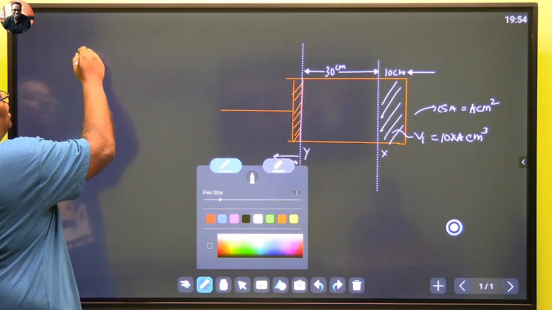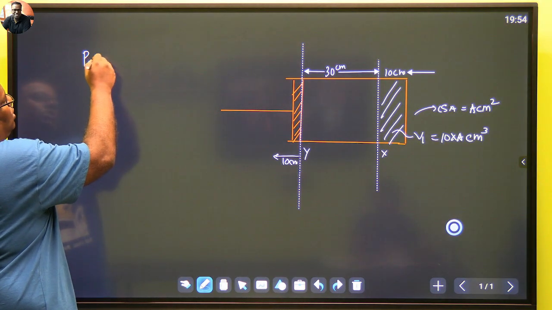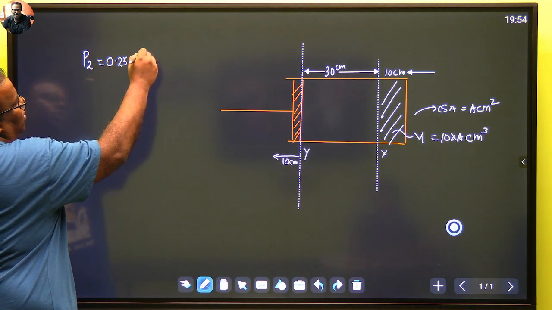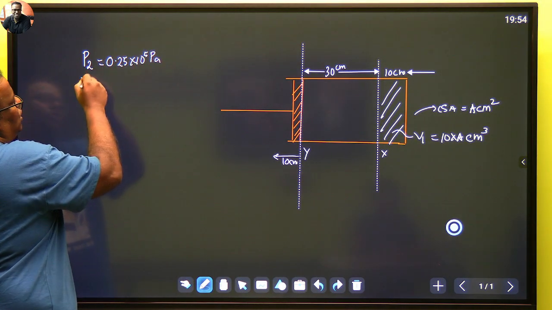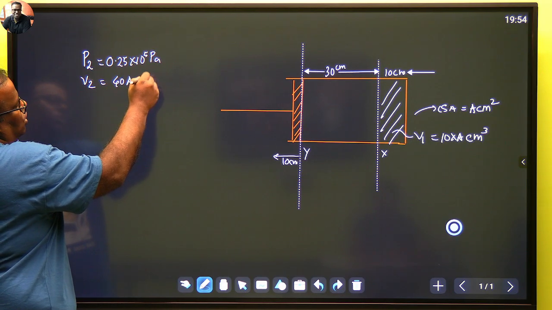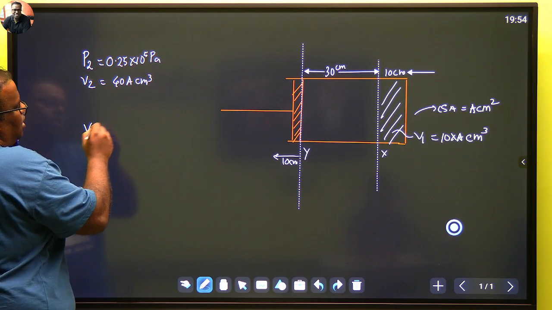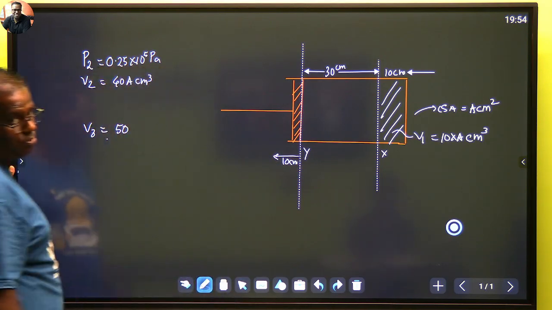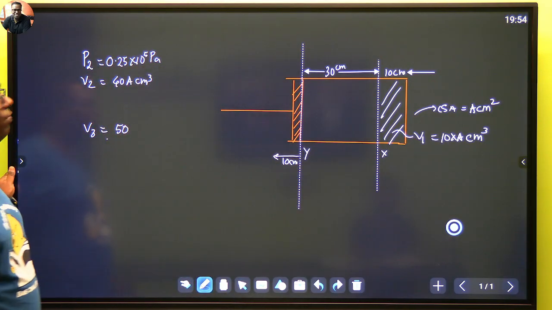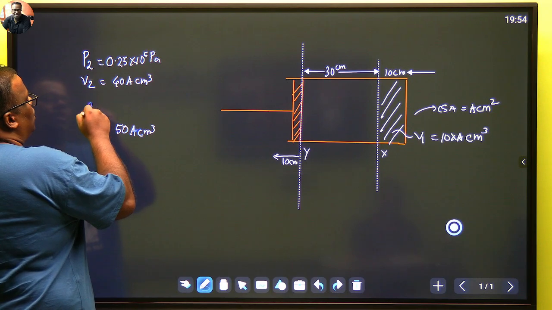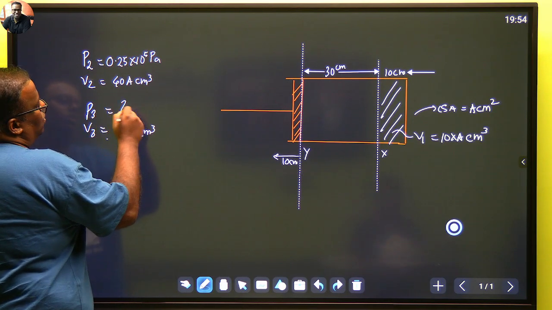So let's take, what was the P2 that you found? 0.25 into 10 to the power 5 Pascal. What was V2? 40 centimeter cube. What is V3? Another 10 centimeters. V3 has become how much now? 50 centimeter cube. Agreed? And you have to find out what is P3 equal to.